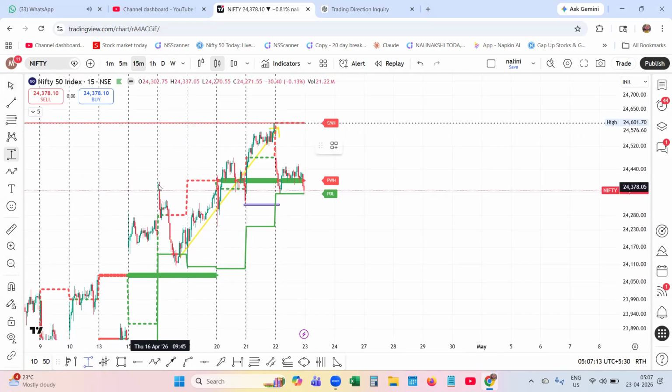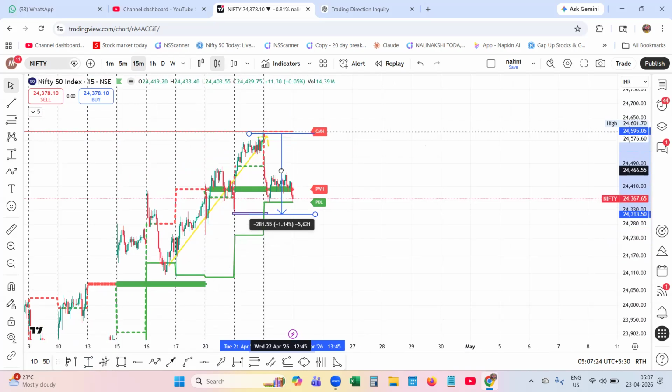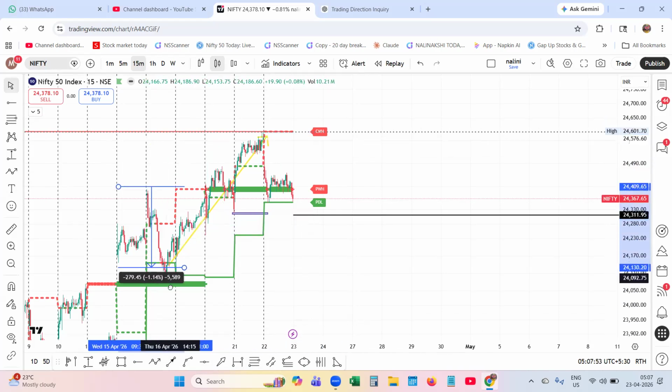If I measure this, let me pick it up, it is 279 points. Let me bring this measured move to this. It comes to 24,308. Let me put a line over there. 24,308 to 311, that is 281 points.